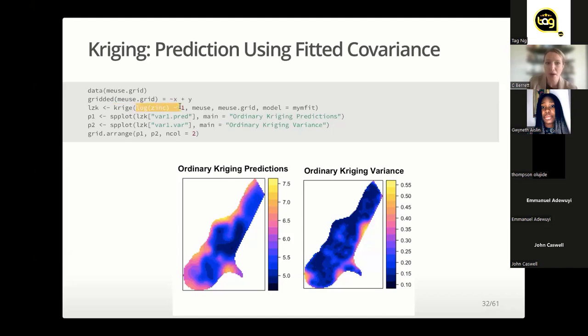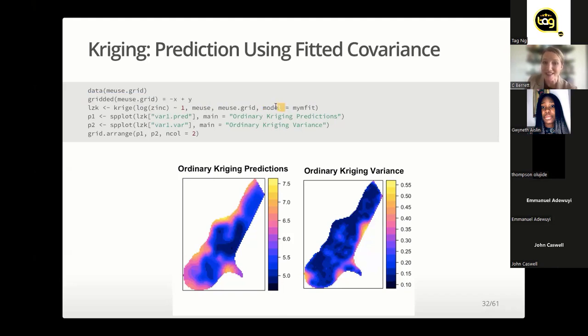So we're giving it the model. Remember, we're just fitting a mean structure to our Y, which is log of zinc. The data that we're using to fit it is meuse. The new data that we're predicting to is meuse.grid. And both of these have to be SP objects to work with this Krige. So we have to give it the coordinates.